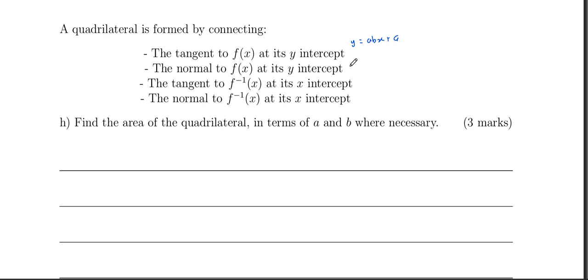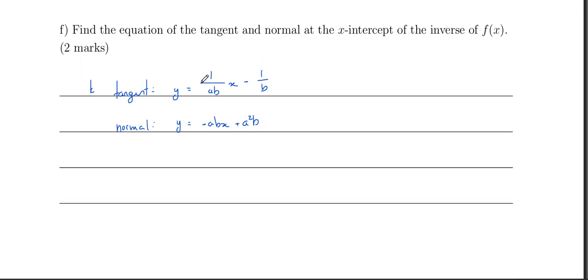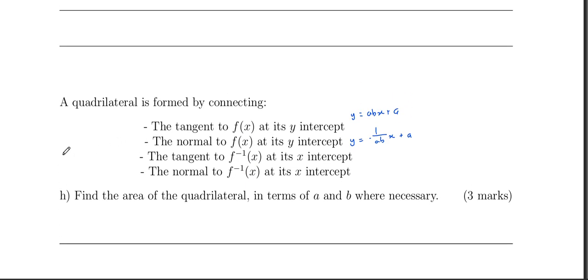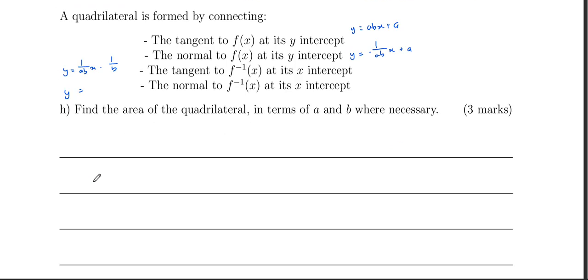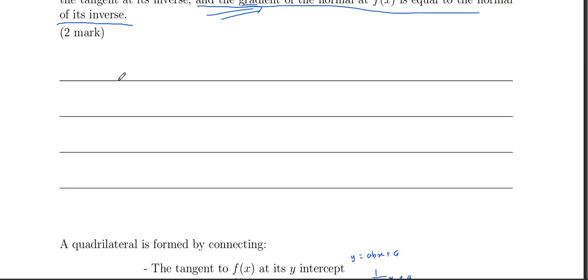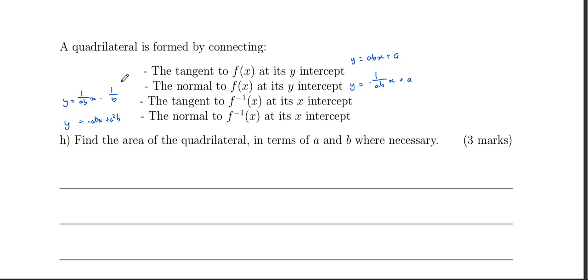And then this one was, as we calculated before, y equals negative 1 over ab x plus a. And this one, calculated here, I think. Yeah, y equals 1 over ab x minus 1 over b. And then this one, I think, was negative ab x plus a squared b. Yep. All right, so these four lines make a quadrilateral.